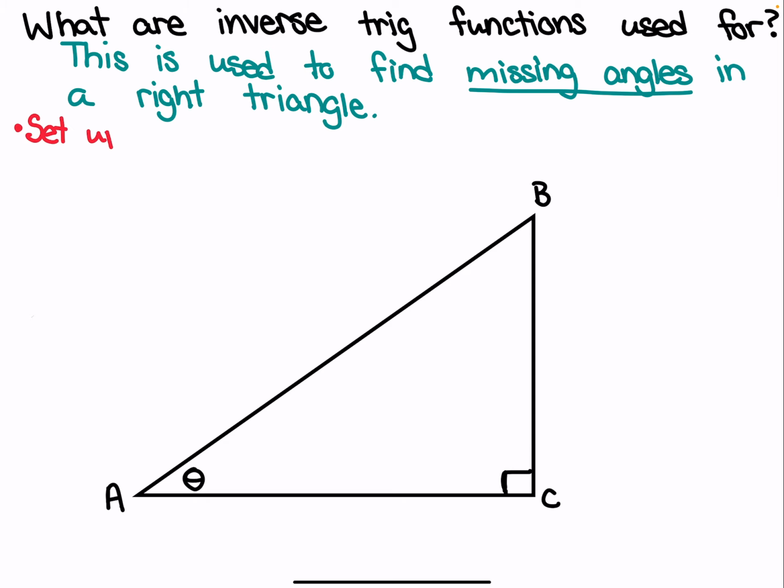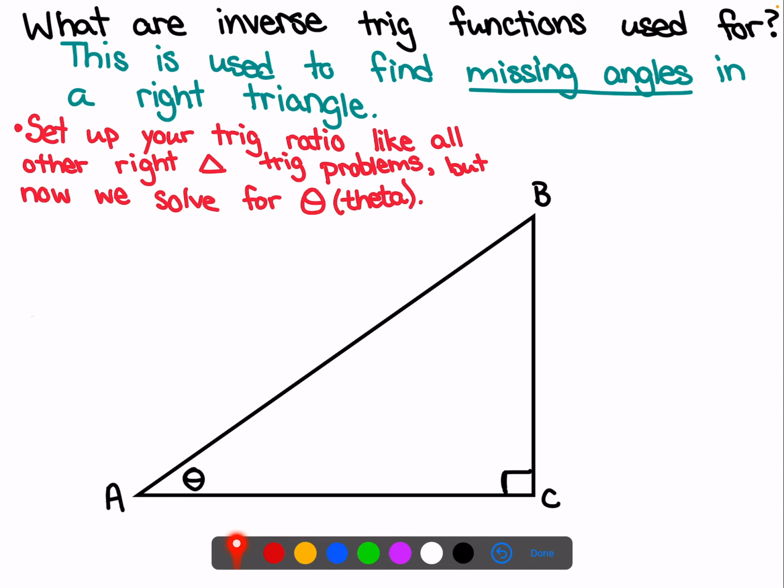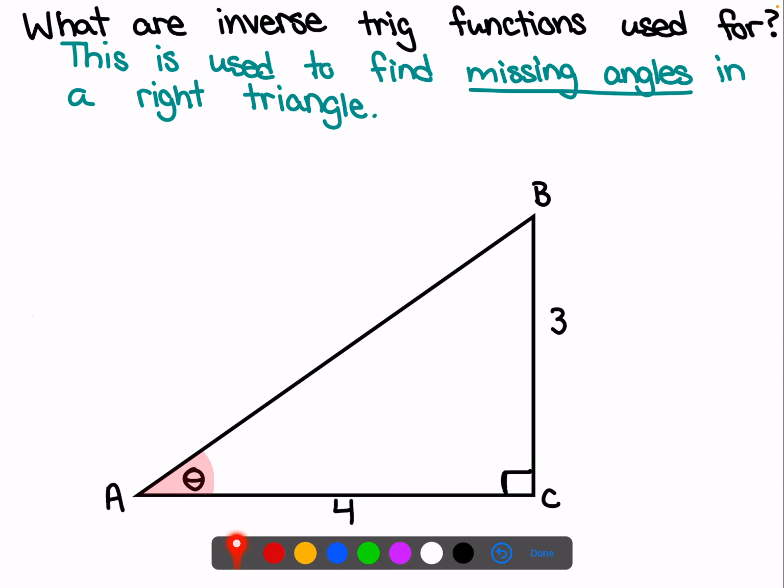Now, again, we're going to set up our triangle just like we normally would for a trig function. The only difference is now we're solving for theta instead. So we start this off by looking at what angle we're given. It's theta that we're going to look at. We're going to label our triangle based upon theta. So I'm going to go ahead and throw up some numbers here. I'm going to say BC is equal to 3 and AC is equal to 4. That way we have some numbers on here and we can try a practice problem out.